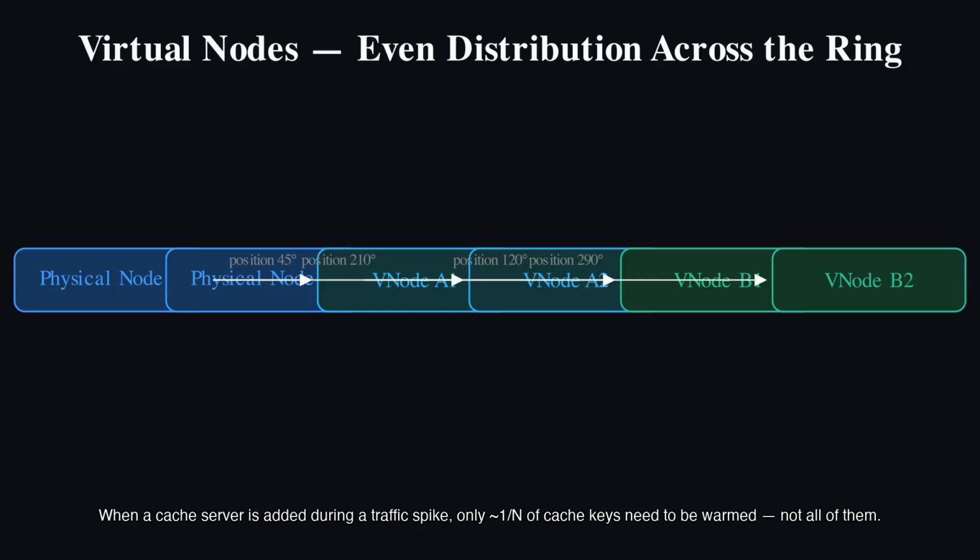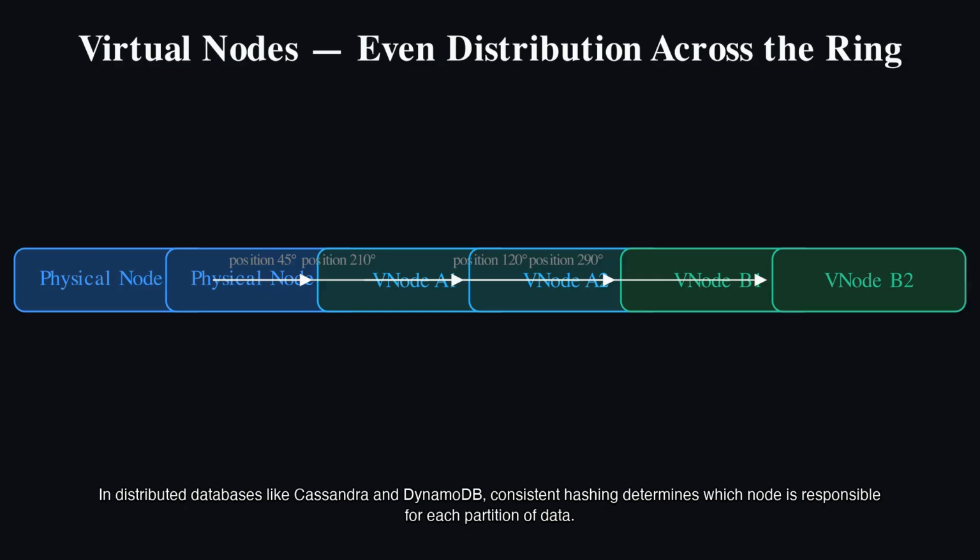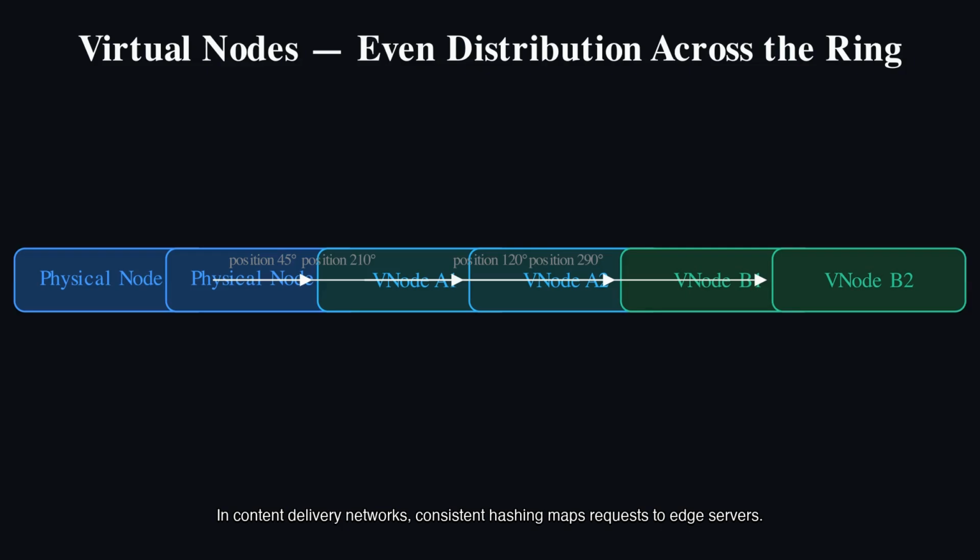When a cache server is added during a traffic spike, only 1/N of cache keys need to be warmed, not all of them. In distributed databases like Cassandra and DynamoDB, consistent hashing determines which node is responsible for each partition of data. In content delivery networks, consistent hashing maps requests to edge servers. Akamai's CDN uses a variant of consistent hashing to route billions of requests per day.